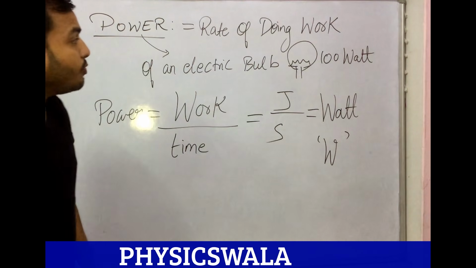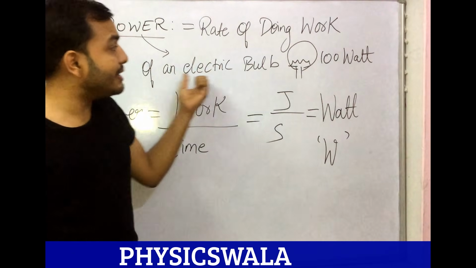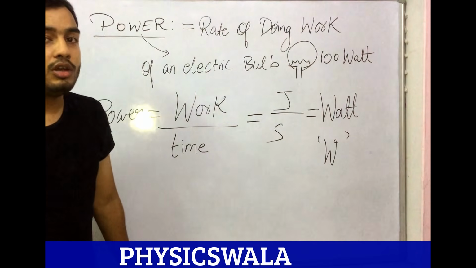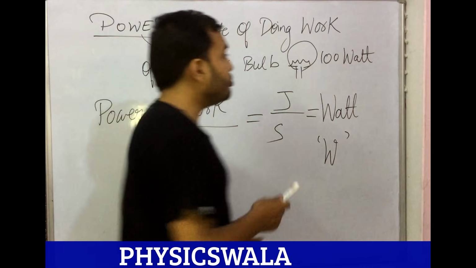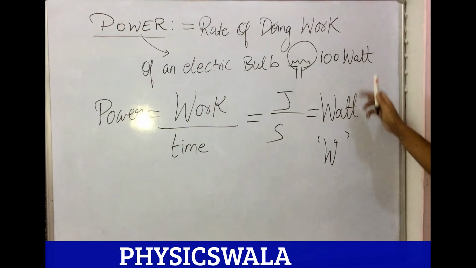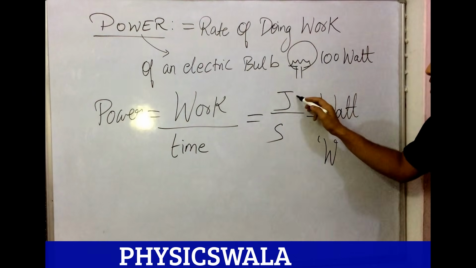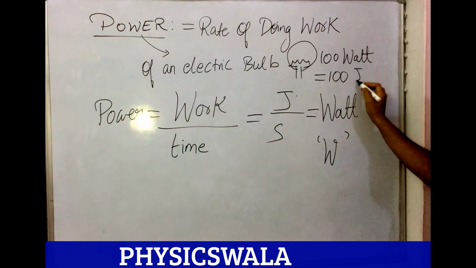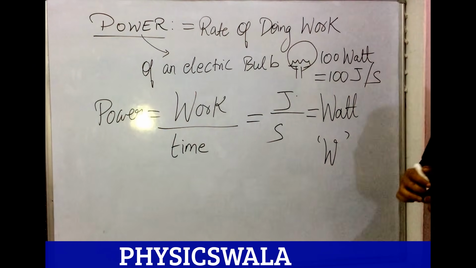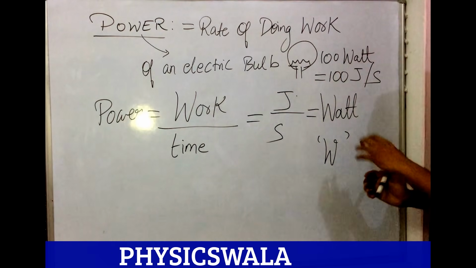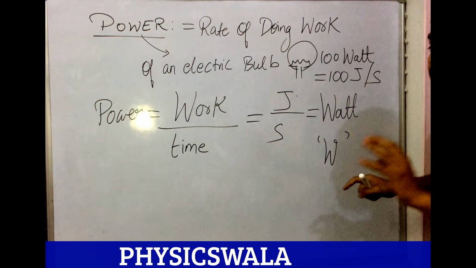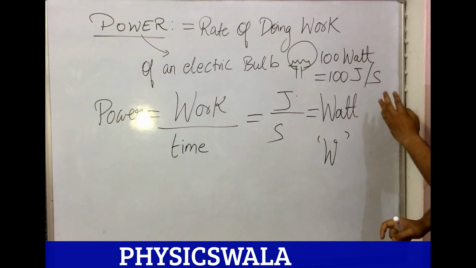So what do you mean by the statement that an electric bulb has a power of 100 watt? What do you mean by 100 watt? Watt means joules per second. So we can say 100 joules per second. So this is a bulb which is going to emit how much energy? 100 joules. In how much time? In 1 second.